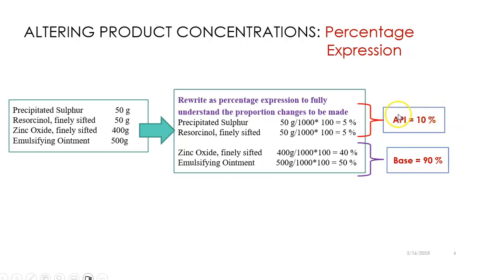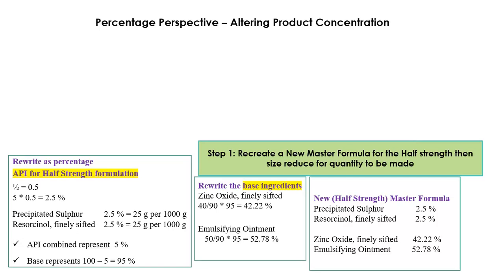So straight away we see that the active ingredients occupy 10% of the recipe. Now, if we're going to be doing half strength, then we can foresee that the altered product will have 5% in the newly created master formula. The base will be 90%, and so we can also appreciate that the base will now be changed to 95% in the altered formulation. So looking at it from percentage can make it more relatable to some persons. So let's look at it.